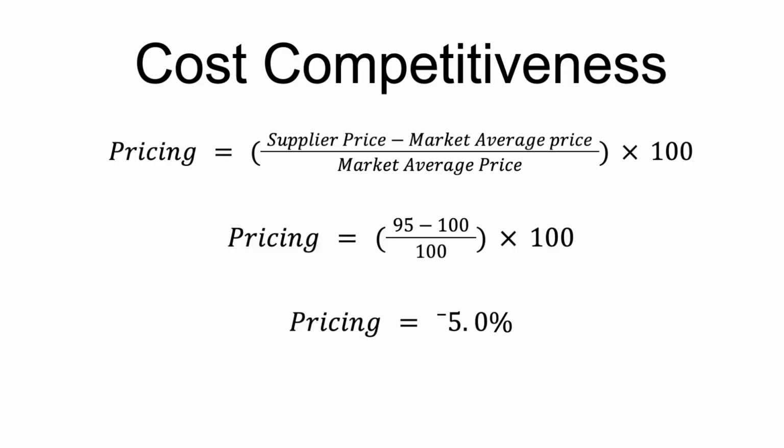A negative percentage means your supplier's pricing is below the market average, which is a positive indicator. For this, it would be if your supplier charges you $95, the market average is about $100, then your cost competitiveness percentage would be around negative 5%. The goal is to strike the right balance. While lower costs are attractive, they shouldn't come at the expense of product quality, reliability, or ethical practices. Ideally, your supplier's pricing should be competitive while maintaining the right standards you need.